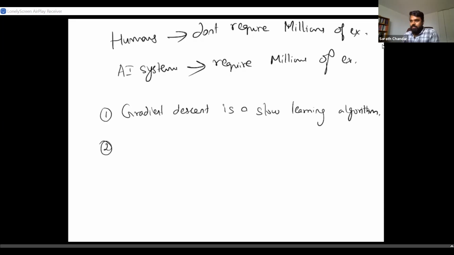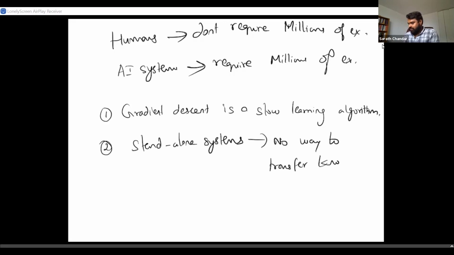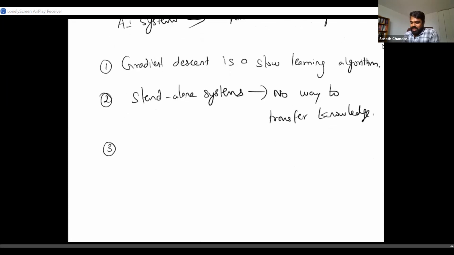Now there are other reasons for why they require millions of examples. The second is most of them are standalone systems, which means there's no way to transfer knowledge. And also the third difference between humans and AI systems is that these AI systems still deal with low level inputs rather than abstracted inputs.